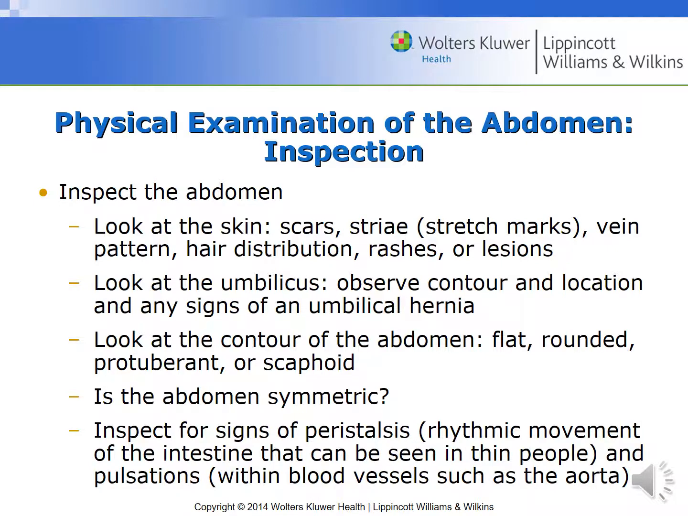Look for any stretch marks or striae, the vein pattern, any hair distribution, and of course any rashes or lesions. You want to look at the umbilicus, observing the contour and location. Sometimes post-surgery the location might be in a different area. Of course, look for any type of hernia. Again, the contour of the abdomen is part of your normal documentation. Is it flat, rounded, protuberant? Is the abdomen symmetric?